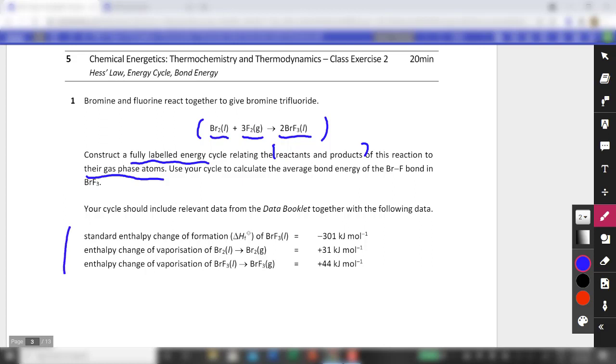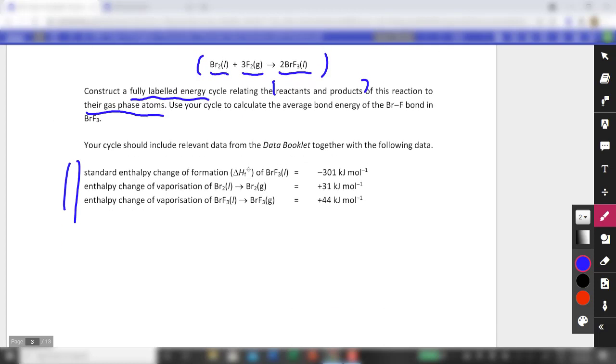Okay, and of course you are given all this information, especially the enthalpy change of formation of liquid bromine trifluoride, which is negative 301, and then the enthalpy change of vaporization of liquid bromine and liquid bromine trifluoride. The reason why you are given the enthalpy change of vaporization is very simple, because if you remember your bond energy definition, it's the amount of energy you need to overcome 1 mole of covalent bonds in the gaseous phase. So therefore, there is a need for you to change all solid or liquid molecules into their respective gaseous molecules.